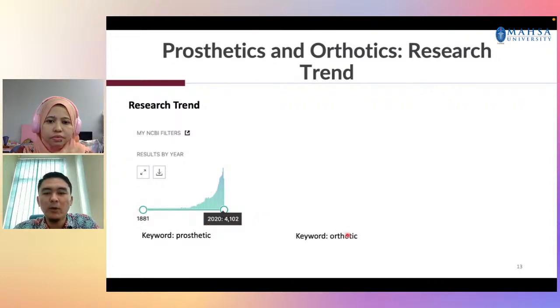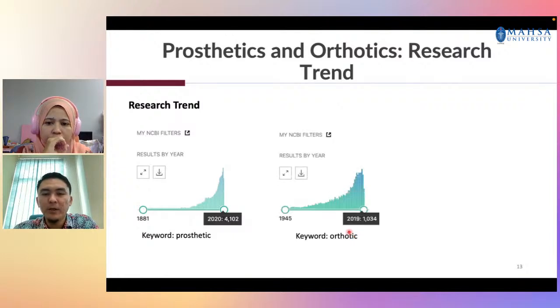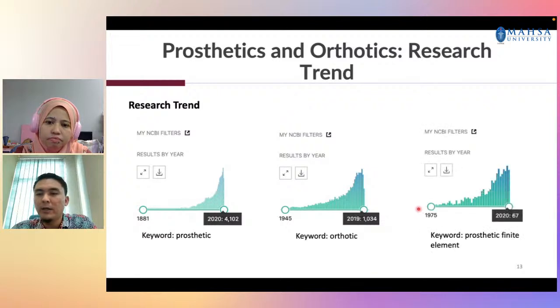Okay, and then for the orthotic, the keyword is orthotic. It is also showing the increasing trend starting from 1945. Okay, and then I picked the highest one, which is in 2019. The article published a total of 1,000 articles. And then if I narrow down the searching, I put the prosthetic finite element, okay, mostly for the mechanical analysis. The trend is also increasing, starting from 1975 until now. So the highest one in 2020, where 67 articles were published.